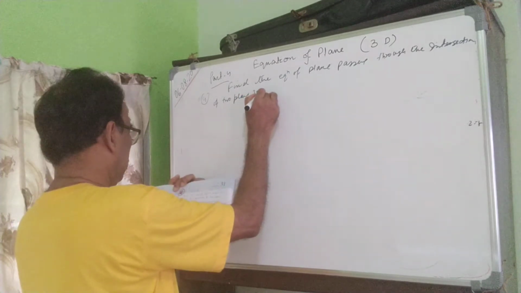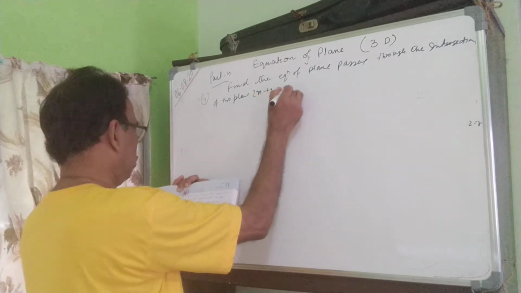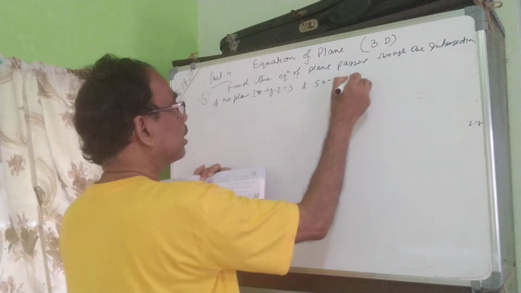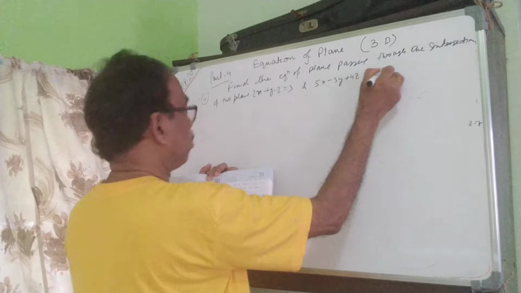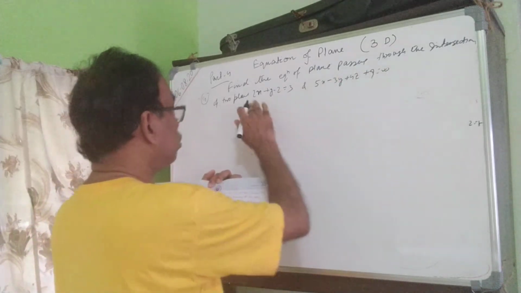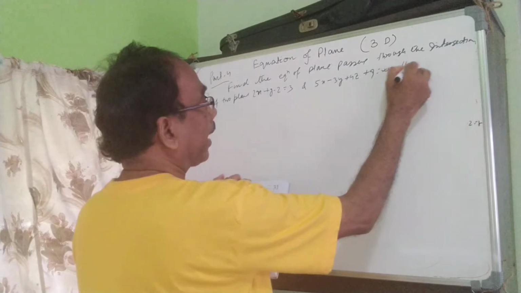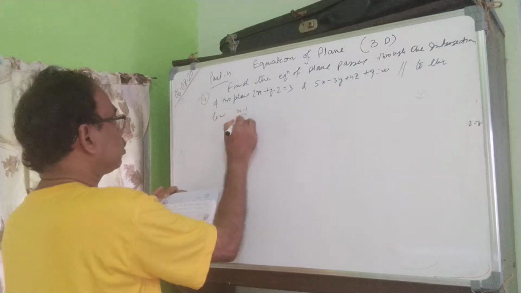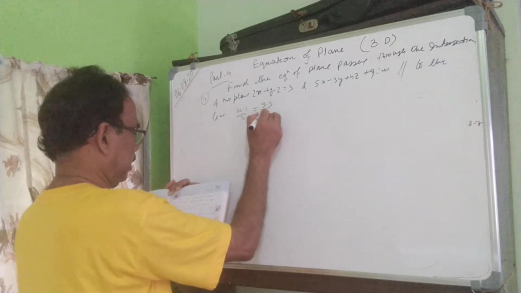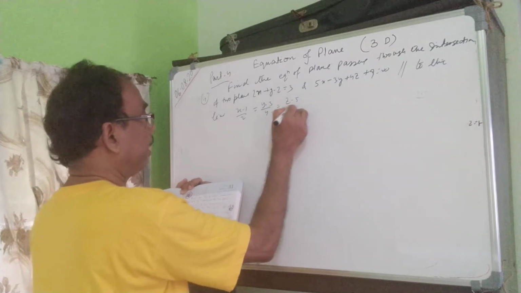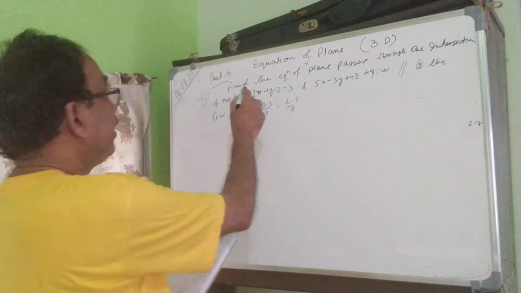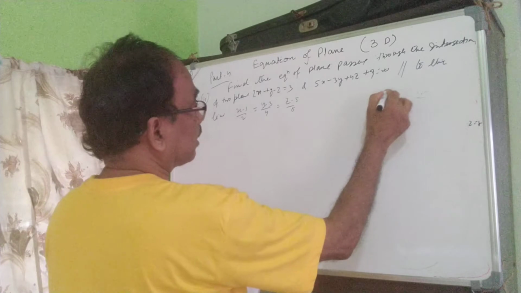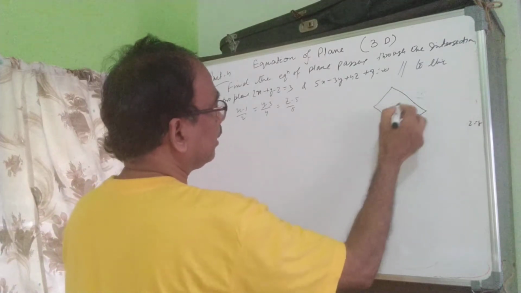2x plus y minus z equals 3 and 5x minus 3y plus 4z plus 9 equals 0, and which is parallel to the line (x minus 1) by 2 equals (y minus 3) by 4 equals (z minus 5) by 5. So find the equation of the plane passing through the intersection of two planes. Suppose this is one plane and this is another plane.